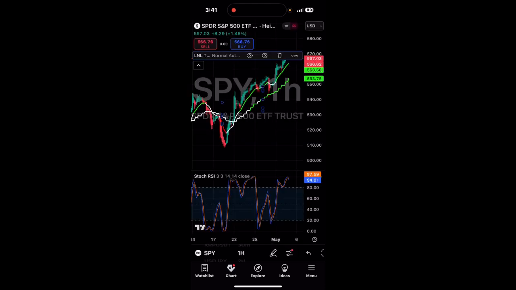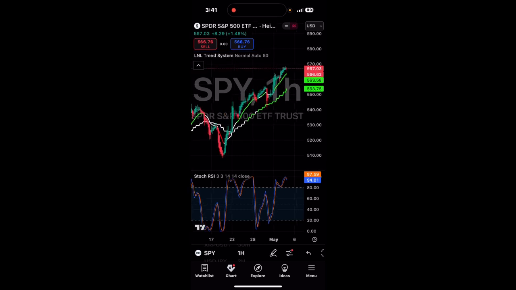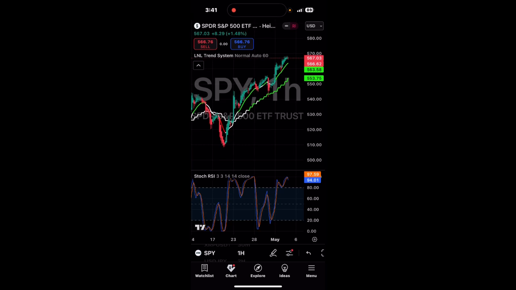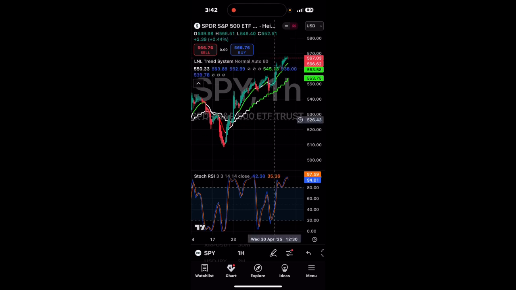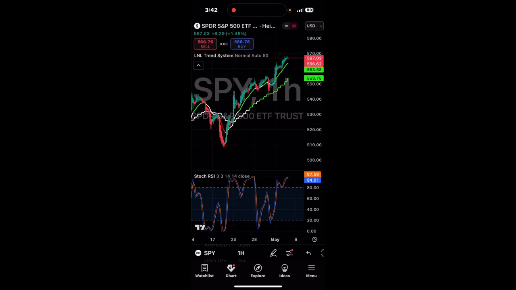Once you have that, you'll need Stochastic RSI as well. So the strategy is very simple to understand. You want to go to a longer time frame. We're going to be using the hour as an example. What you basically want to do is use the LNL trend system to identify the direction. You identify the direction by getting to the last point when the LNL lines cross. In this case, the start of the bullish momentum was right here. It was on April 23rd. And you get the idea.